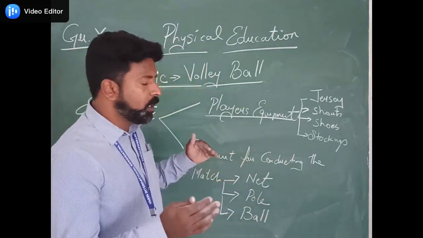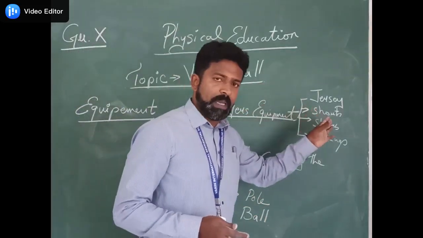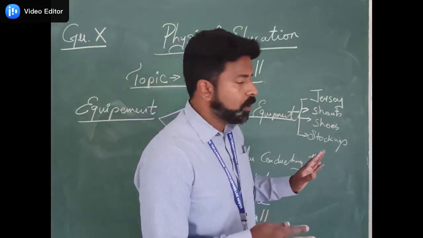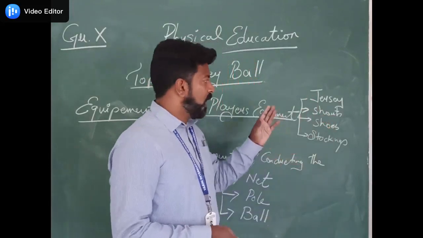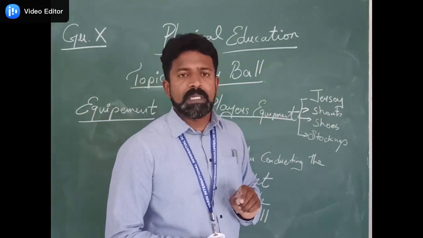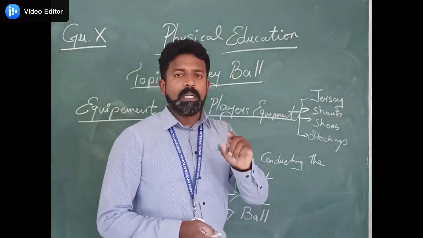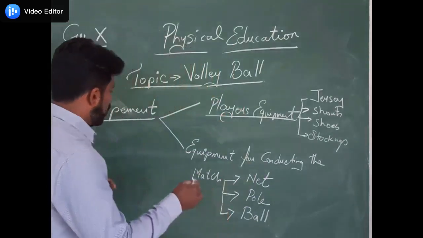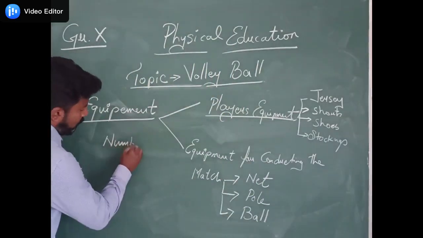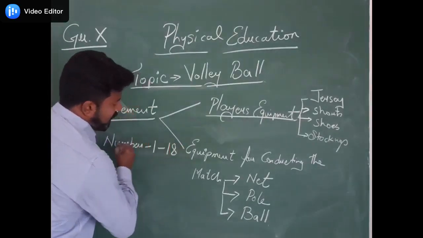We will discuss the pressure, circumference and weight of the ball separately in the next class. Before that, we will discuss how the jersey should be and what numbers should be printed on it. For each and every player, a number is given. In volleyball, the numbers are from 1 to 18.